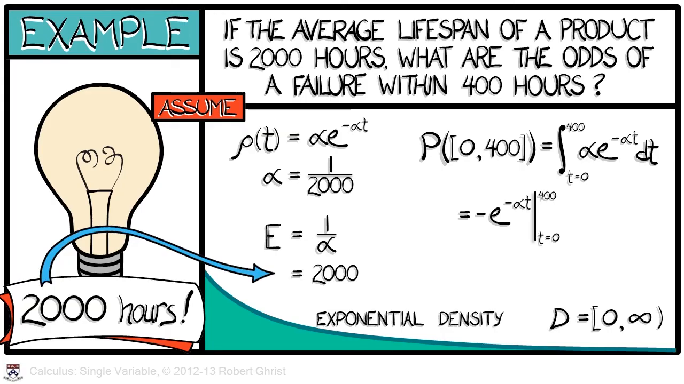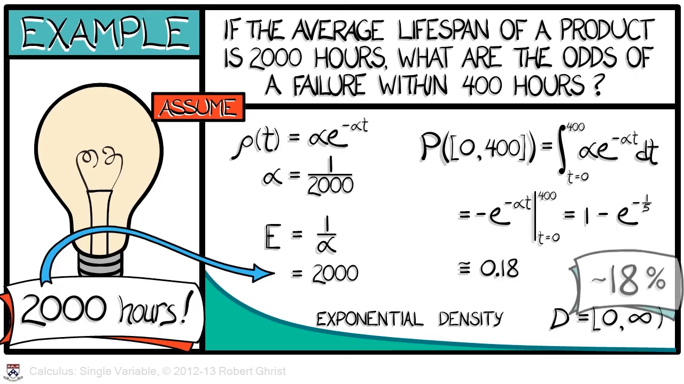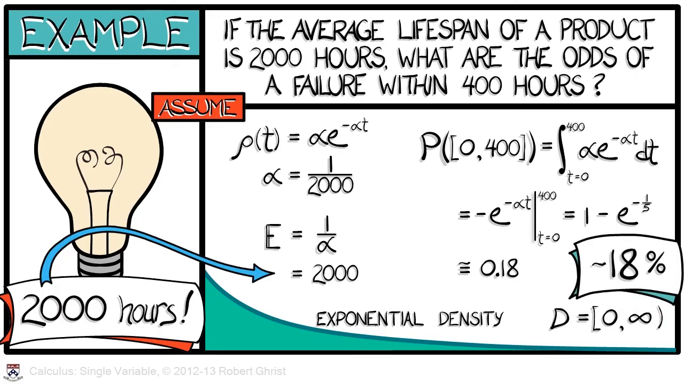It yields minus e to the minus alpha t. Evaluating from 0 to 400, we obtain 1 minus e to the minus 1/5 because negative alpha times 400 is minus 1/5. Now, that evaluates to about 0.18, meaning that there's nearly a 1 in 5 chance of a failure within the first 400 hours.